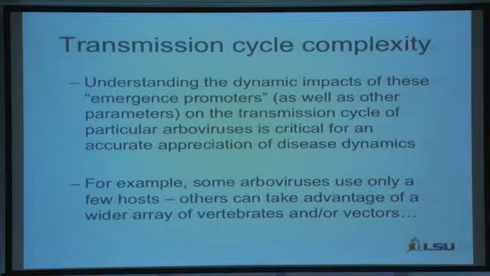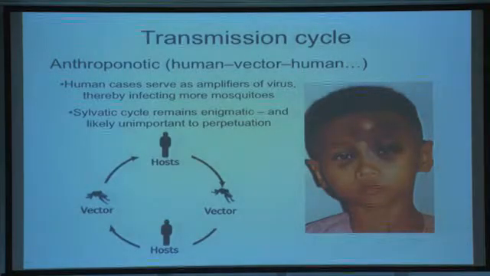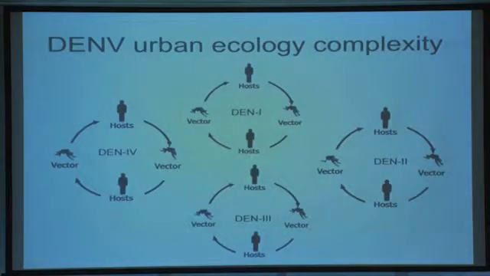So some cycles might only take a few hosts. Others might be quite complex sylvatic cycles where we really don't know the vector or the vertebrate species involved. We'll start with something fairly simple, an anthropogenic transmission cycle, where it just goes from human to the vector and back to human. And the simplest one we can talk about here is dengue. We have people going to Aegypti, going to people. So in this case, the human is the vertebrate host. We amplify the virus. We infect more mosquitoes, and they give it to our friends and neighbors.